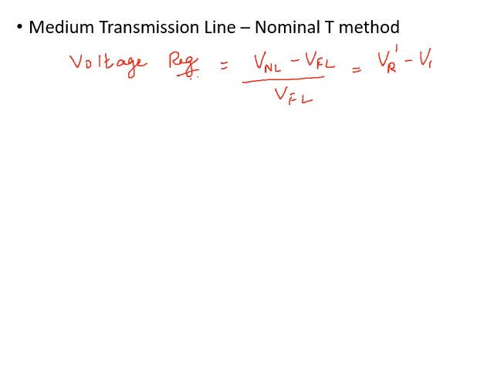Now coming to the voltage regulation. Voltage regulation is equal to no load voltage minus full load voltage, divided by full load voltage. So the no load voltage can be denoted as VR dash, so it is VR dash minus VR by VR. So what is VR dash? VR dash is obtained when IR is 0, that is, no load.